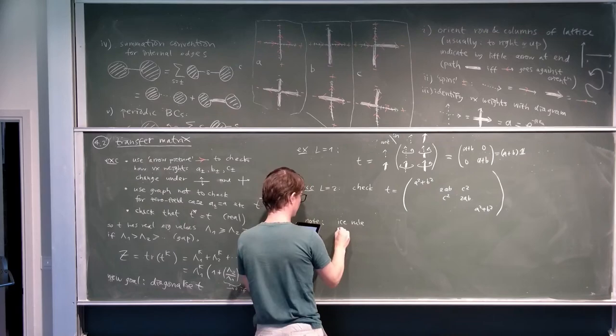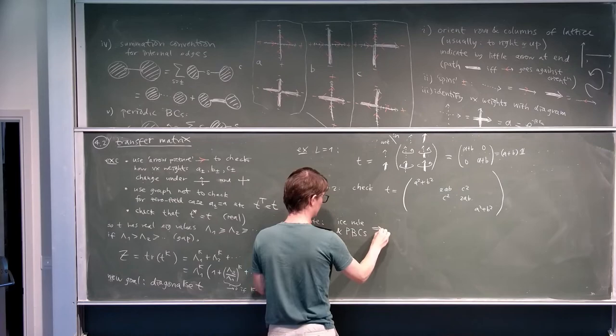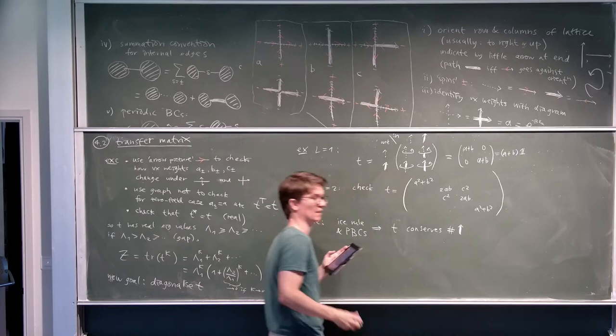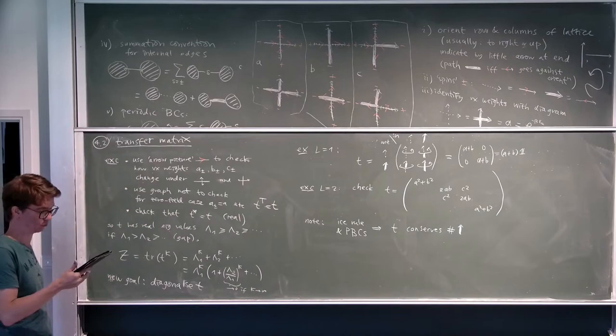Together with periodic boundary conditions, this implies that the transfer matrix conserves the number of these thick lines. If there are 4 thick lines coming in at the bottom, then there will be 4 thick lines going out at the top. And that is what makes it block diagonal.